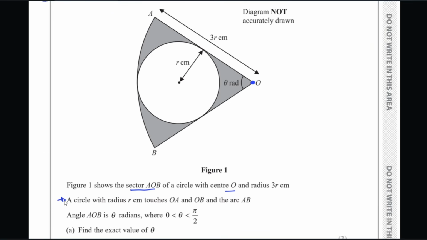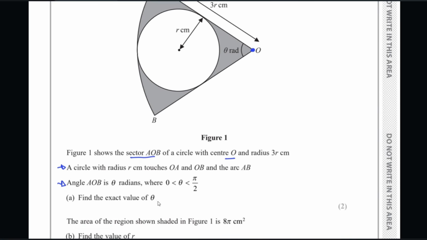And then a circle with radius r touches OA. So this circle touches OA and OB and the arc AB. So this circle completely fits into this sector. Okay, angle AOB is theta radians. That's the angle of this sector AOB, and that is equal to theta radians. And theta radians is an acute angle, which is between 0 and pi over 2 radians, which is less than 90 degrees. Find the exact value of theta.